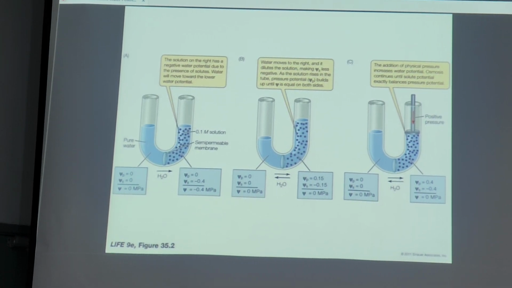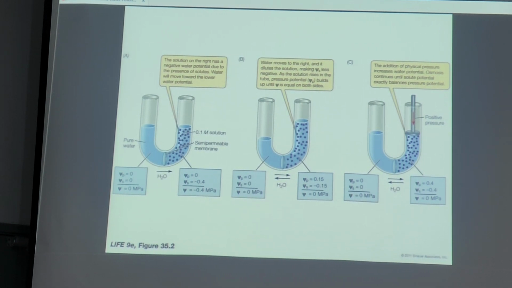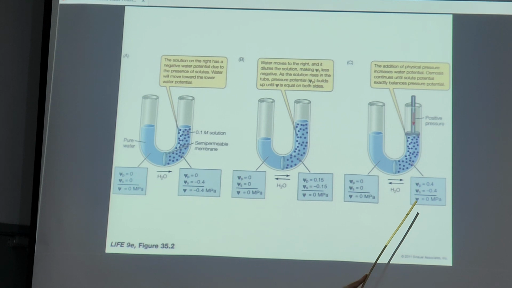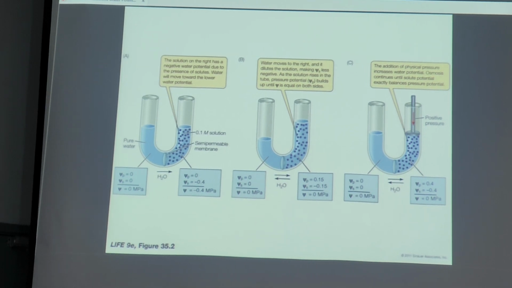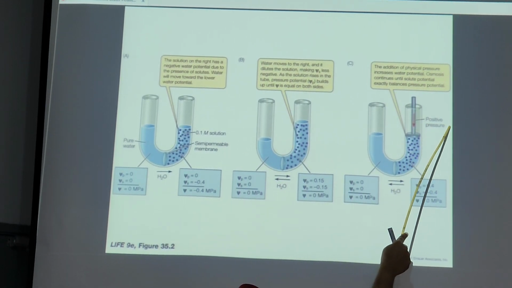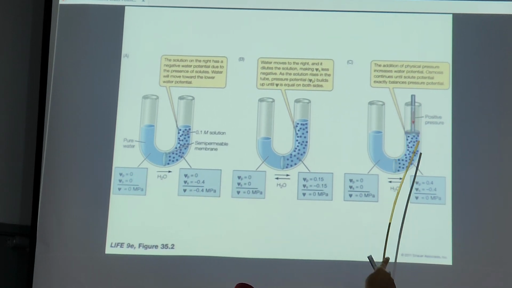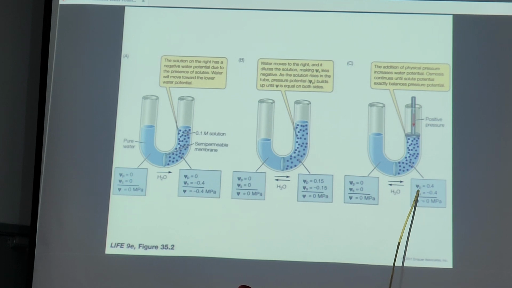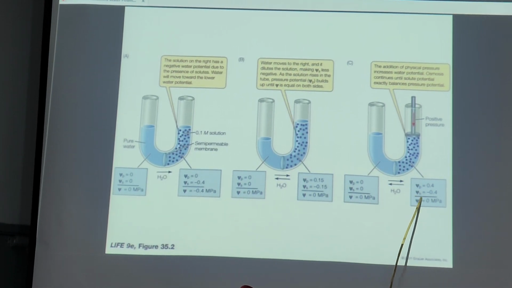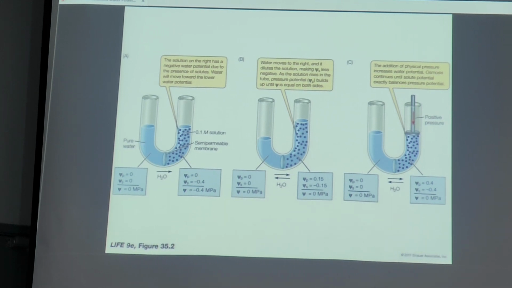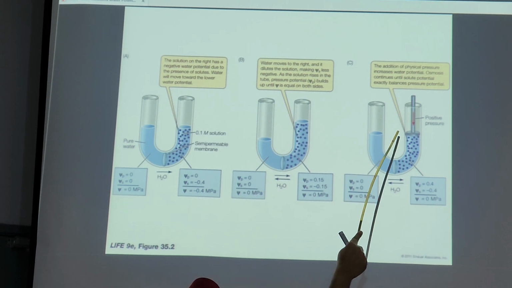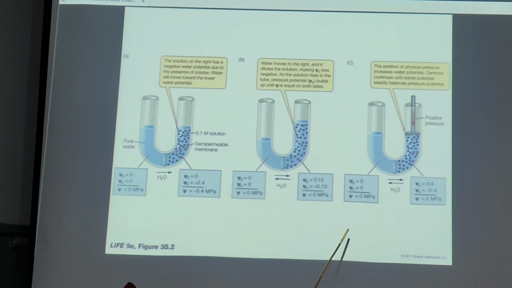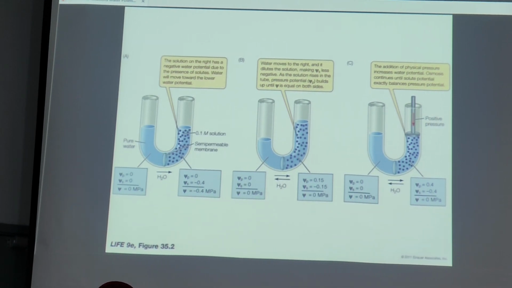If suddenly you want to introduce further pressure by using the piston pump, you can see that because you want this level to be the same. Okay, so you keep on adding positive pressure by using the piston pump until the reading of the psi pressure is equals to the negative of psi solute. So when this happens, you will see that the level of the pure water on the left side is equal to the level of water on the right side. And that's when you achieve your equilibrium.